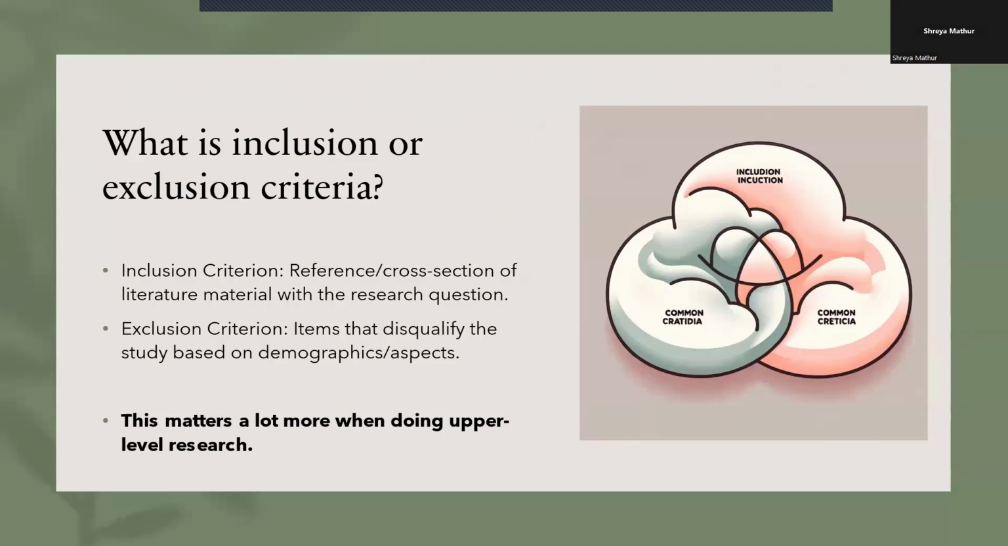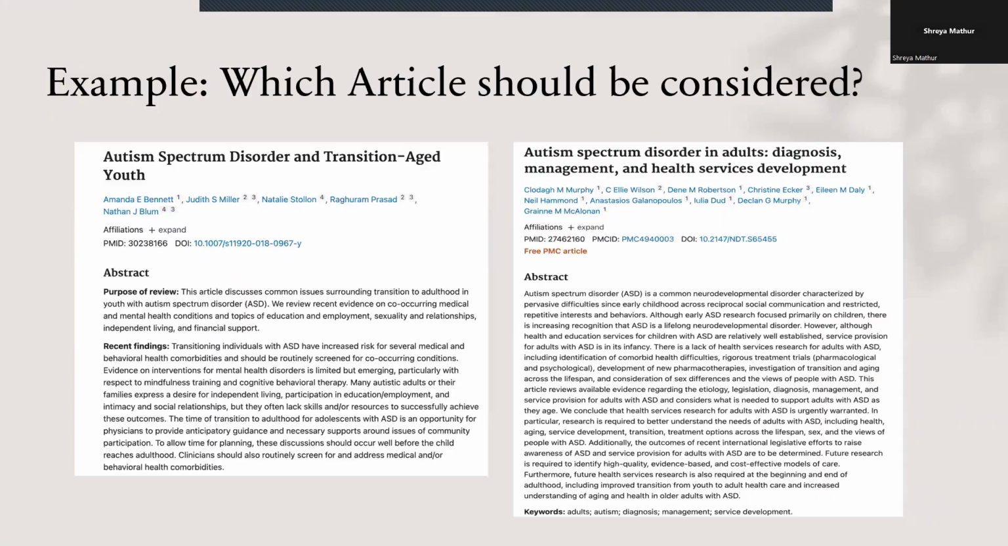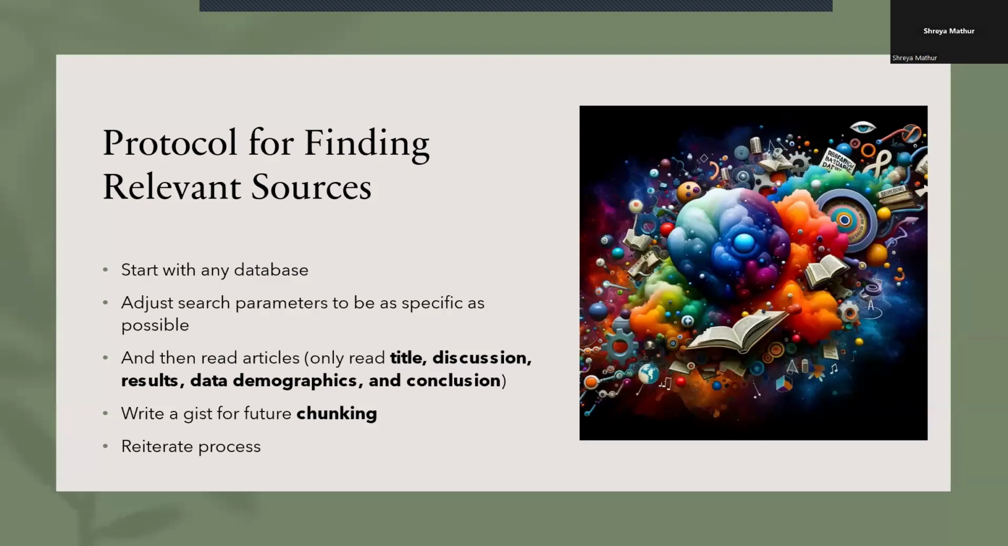Alrighty, so as I explained, inclusion and exclusion criteria are essentially exactly what they sound like. Okay, cool, so let's look at this. Suppose my research question has to deal with the development of autism spectrum disorder within adults, and I was considering these two articles. Which article would I choose, left or right? Someone said right, there we go. Perfect. All right, so that's the protocol for finding relevant sources.